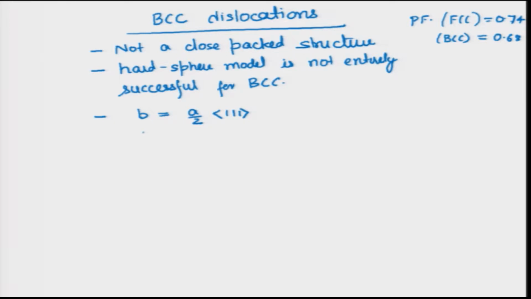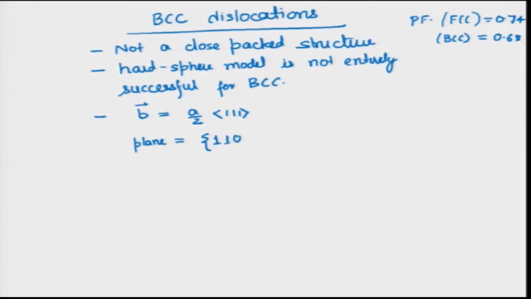Now, what is the plane on which this slip takes place? The plane again we can derive from the Peierls-Nabarro relation, which says that the planes which are farthest spaced out are the ones which will give you the smallest shear stress for movement of dislocation, and for BCC that turns out to be {110} type of planes.